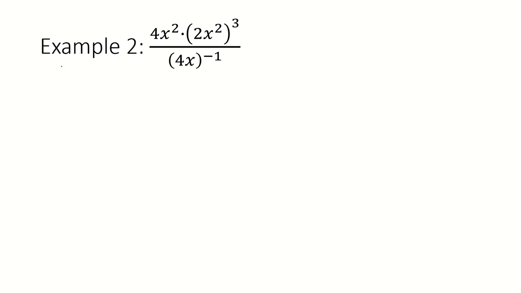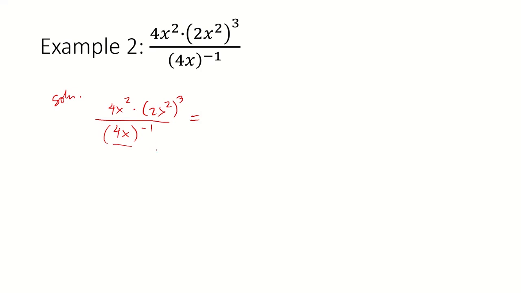Okay, proceed tayo sa example 2. Ito yung given natin. 4x squared times the cube of 2x squared over 4x to the power 4x quantity raised to the power of negative 1. So, copy muna natin yung given natin. And then afterwards, kung napapansin ninyo, yung may exponent na negative 1, ito talagang 4x kasi may parenthesis. Hindi lang x, hindi lang 4. But both of them because of the parenthesis.